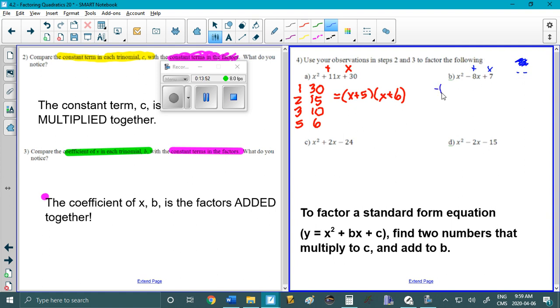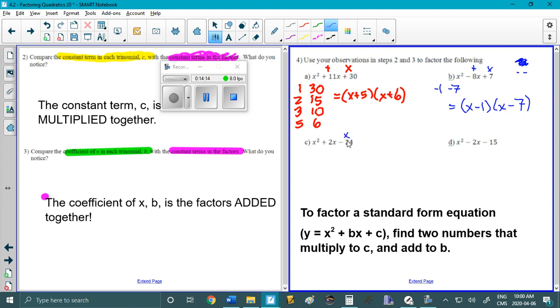So 1 times 7, or negative 1 and negative 7. Let's add those up. Negative 1 minus 7 is negative 8. So our answer is x minus 1, x minus 7. Now I often get the question around now, does it matter what order the brackets are in? It does not. Next example.